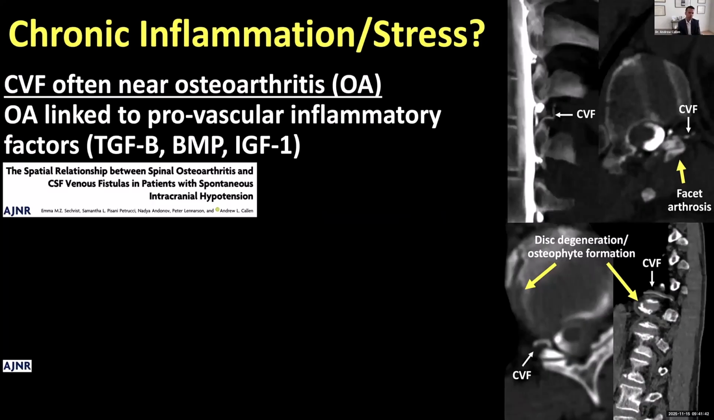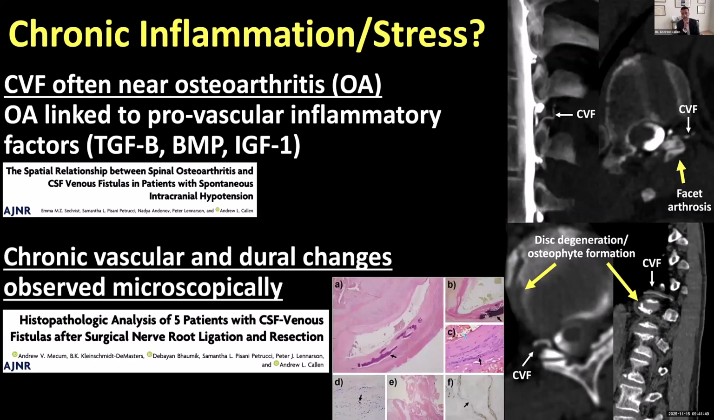We also previously did a study looking at the relationship of spinal osteoarthritis and CSF venous fistulas. We frequently observed that we would see CSF venous fistulas at an area of disproportionate spinal osteoarthritis. So this is wear and tear arthritis, right? Disc disease, facet degeneration. And here are a couple of examples of patients in whom we see the fistula at an area where, in this patient, there is a large disc bulge off to the side with some osteophyte formation. This patient has some facet arthrosis as well.